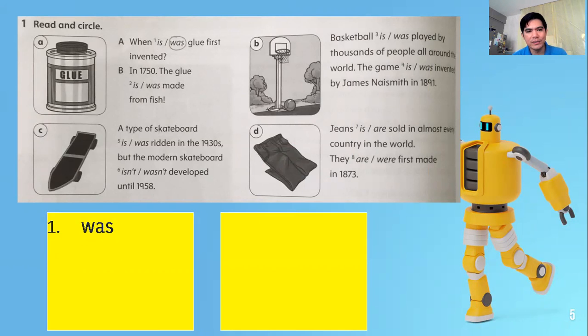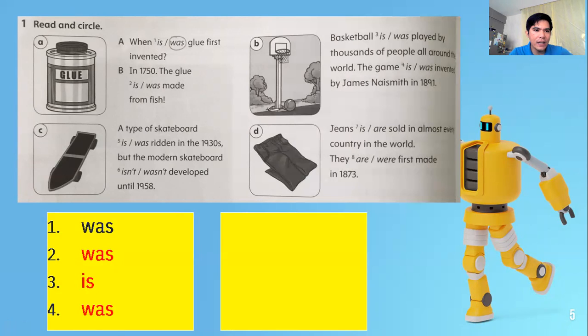For number 2, the answer is was made. Was made. Okay, because of our time expression. Okay, for number 3, yes, basketball is played by thousands of people all around the world. And number 4, the game was invented by James Naismith in 1891.